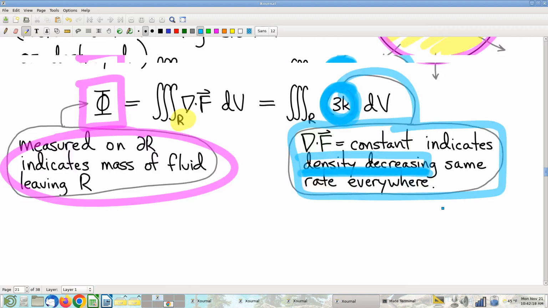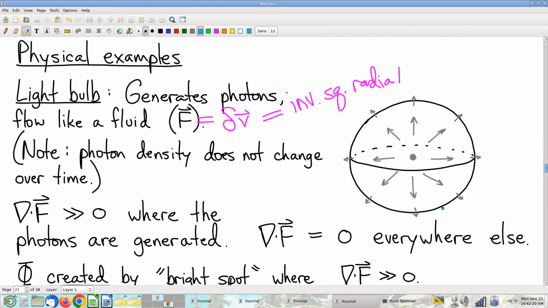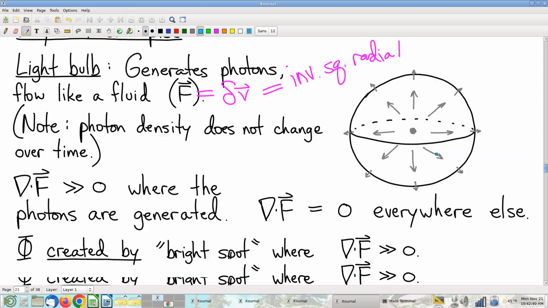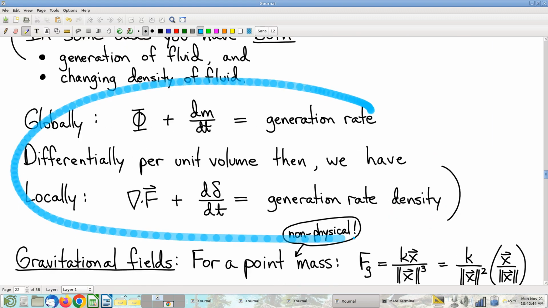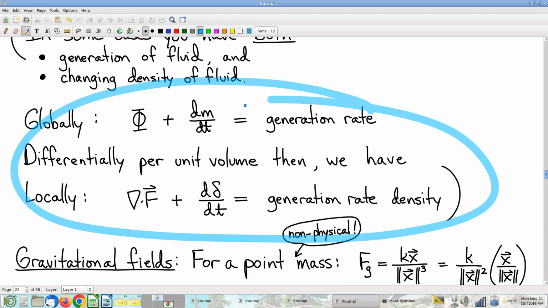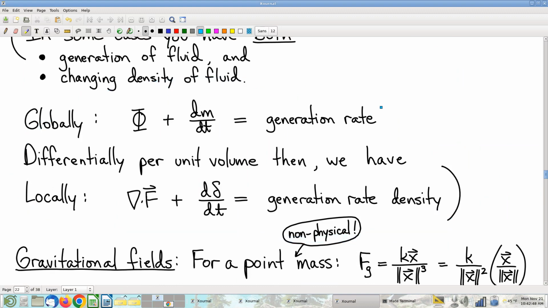If you come back up here to the light bulb example, there's a lot of generation happening there. The generation density, generation per unit volume, where the bulb itself is extremely high. And out here, what's the generation rate density? It was 0. There's nothing being generated at all, per unit volume or otherwise. Okay. All right, so again, this is just for your possible future interest. Is everybody okay with that?